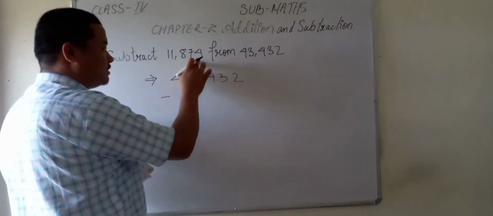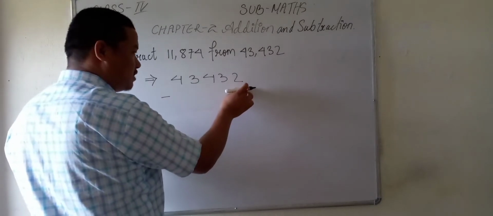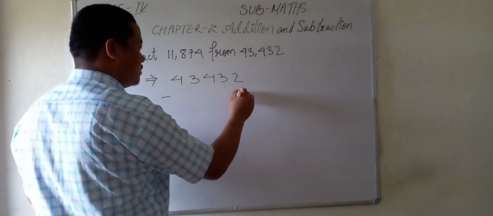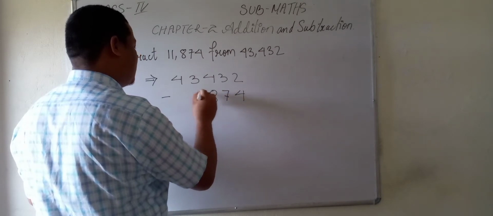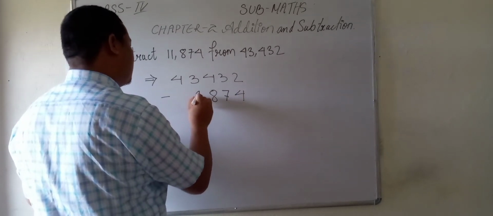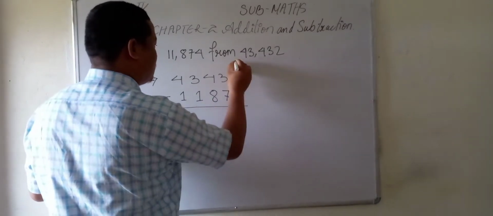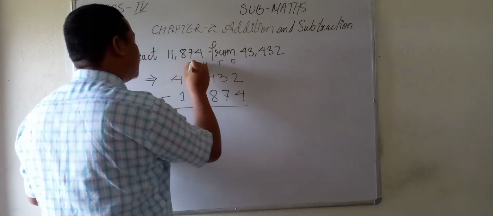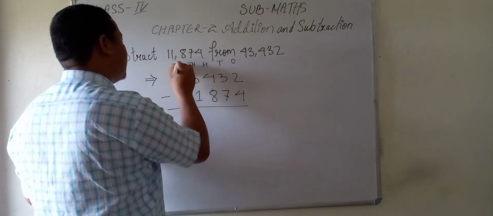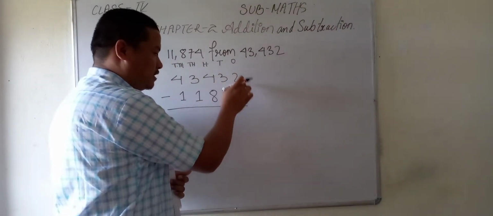So among this question, from this number, which number is in the ones place? Just write it downside of this 2. So 4, 4, 7, 8, 1, 1. So ones, tens, hundreds, thousands, ten thousands. Okay. So first we have to subtract these two numbers.